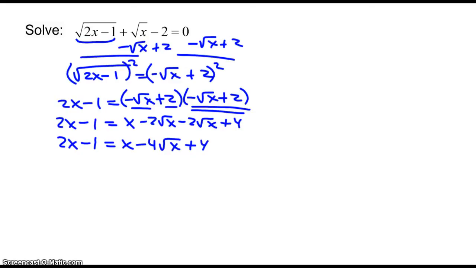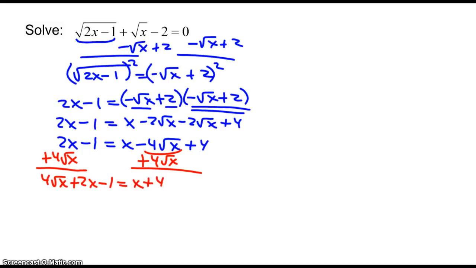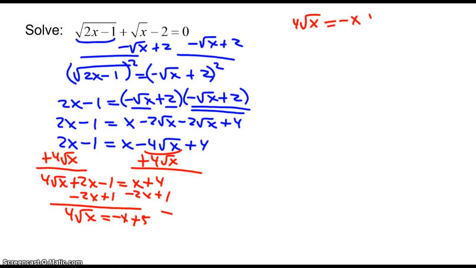And let me do some rearranging here now to try to isolate this term on one side. Actually, I'm going to move that to the other side by adding 4x, 4 square root of x. So what do I have there? I have 4 square root of x plus 2x minus 1 equals x plus 4. And now I'm going to subtract 2x and add 1 to both sides to get 4 square root of x equals negative x, no, plus 5. Plus 5. Okay, let me bring that equation over here. 4 square root of x equals negative x plus 5.